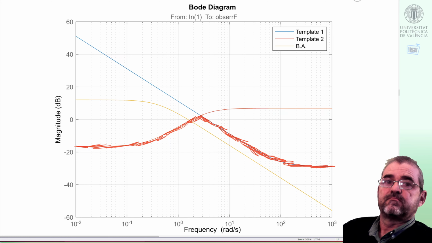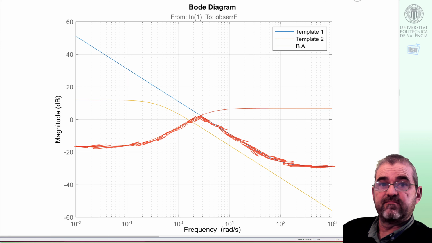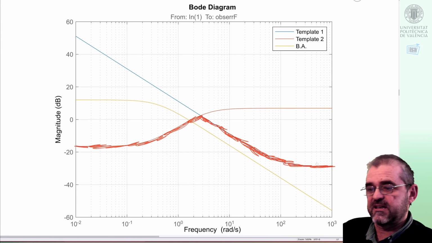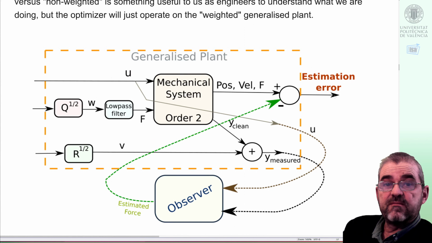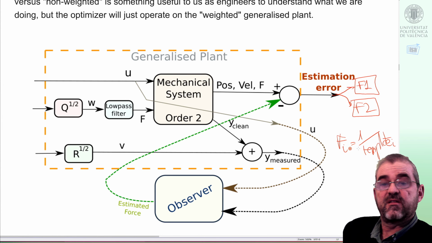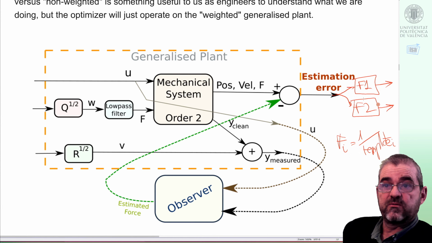So good. Minimum is a nonlinear operation, so we will do an output augmentation or lifting in the following sense. The estimation error will be sent to a filter 1 and filter 2, being the filter the inverse of the template. Then I will get two weighted errors.